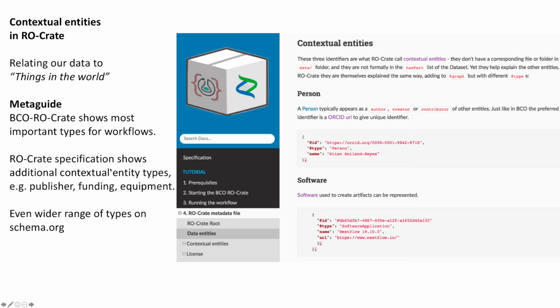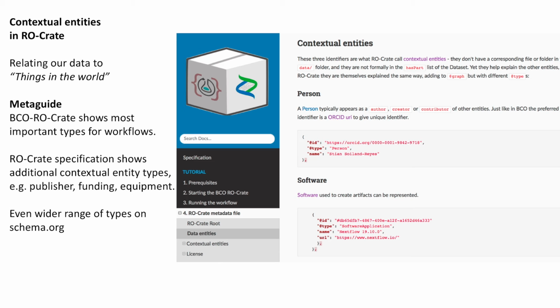But when you do these things, you need to refer to things on the outside, things that are not captured, things that are not files, or at least not files within your package. Those are contextual entities, things in the world, you can think of it like. And they could be living things like people or organizations, or it could be software. Particularly here we want to say that we use this particular Nextflow version to run it, and the workflow itself is a piece of software.